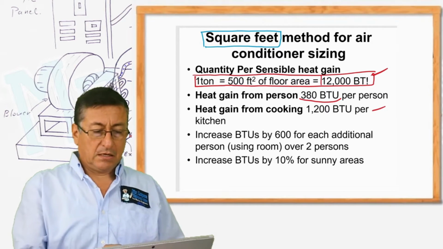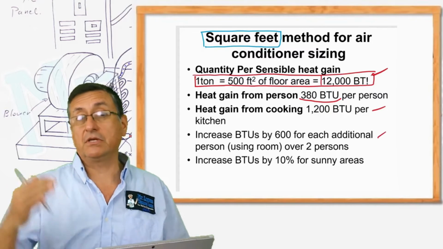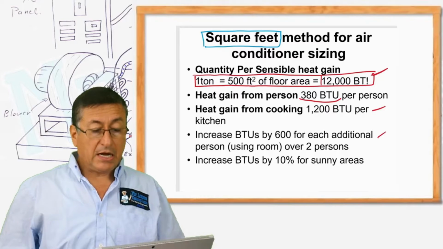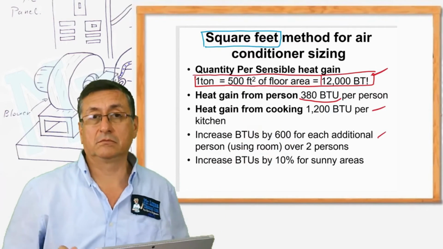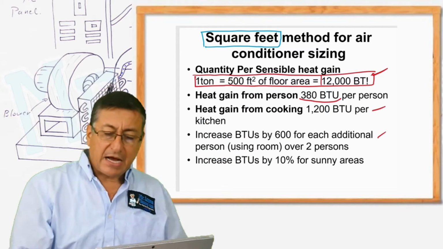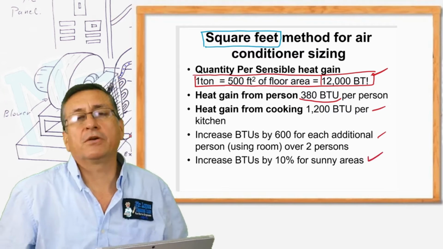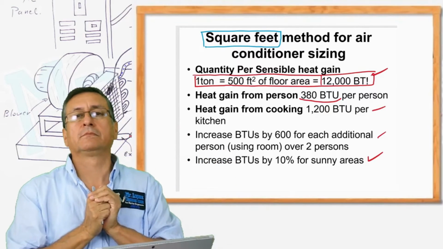That's it. 600 BTUs per each additional person, additional to 2 people. And if the area is considered a sunny area, too many windows, too much glass, you additionally add 10%, because the area is a sunny area. Okay, we are going to repeat.